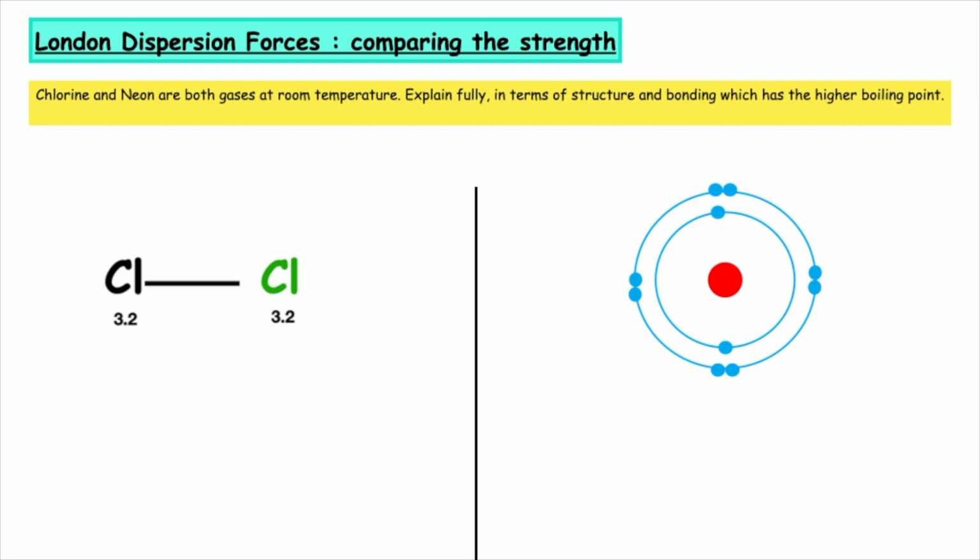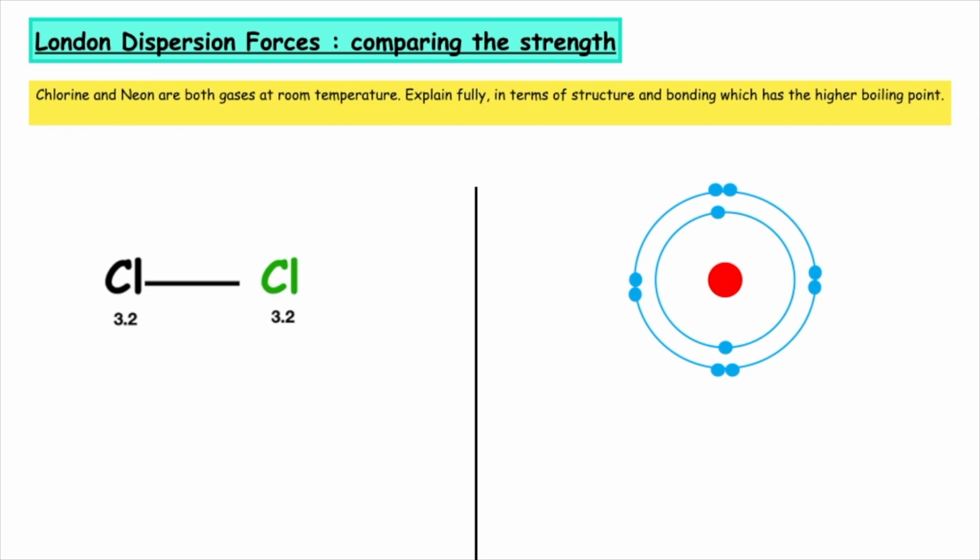So let's compare a diatomic element to a monatomic element. Chlorine and neon are both gases at room temperature. Explain fully in terms of the structure and bonding which has the higher boiling point. So you can pause the video and have a go at this, and once you've written down your answer, you can compare it to my worked example.